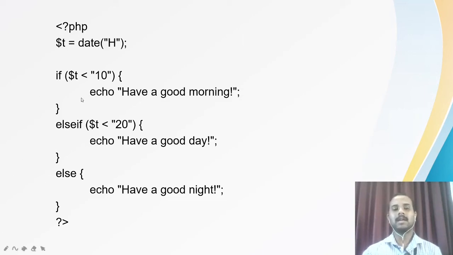In the same manner, let me consider hours is 21. So the first condition will fail, and in the same manner the second condition will also fail. So it directly goes to the else section and the else section will be executed. So it will be printing have a good night.